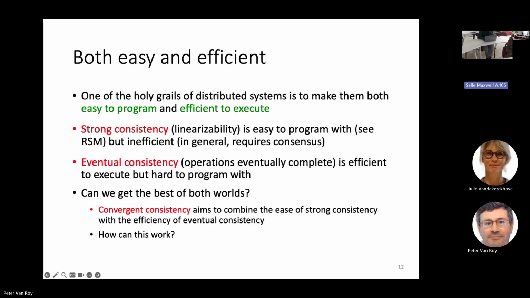But let's go back to first principles. We want to build distributed systems, and they should be easy to program and efficient. Okay, those are kind of conflicting goals. So the easiest to program is strong consistency, linearizability, which is exactly like a sequential machine, but inefficient, very slow, and requires consensus. On the other direction, if you want a very efficient thing, you can do eventual consistency, where all operations just go through, eventually complete, but actually very hard to program with. Can we get the best of both worlds? Actually, we kind of can now. With convergent consistency, it's as simple as functional programming, and it's efficient.